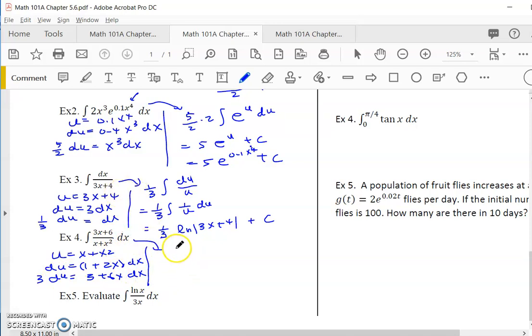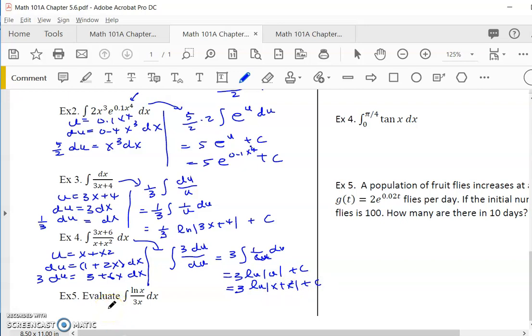This would become 3 du on the top, and the bottom is u. Right? It would be 3 times 1 over u du. So it'll be 3 ln |u| + C. But u was x + x squared, so you would say 3 ln |x + x squared| + C.